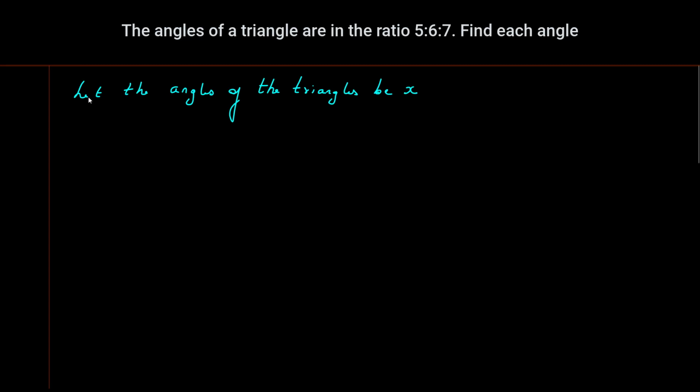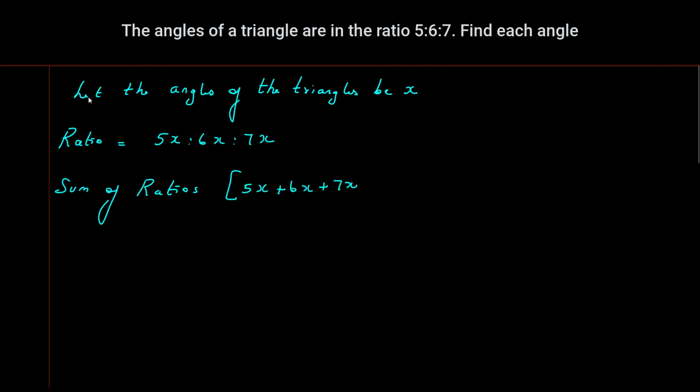So what's the ratio given? 5:6:7. So this unknown variable x has to be multiplied with the given ratio. So the ratio will be equal to 5x:6x:7x. And I told you we need to calculate the sum of ratios. The next step is the sum of ratios. So that is 5x plus 6x plus 7x, which is equal to 18x.